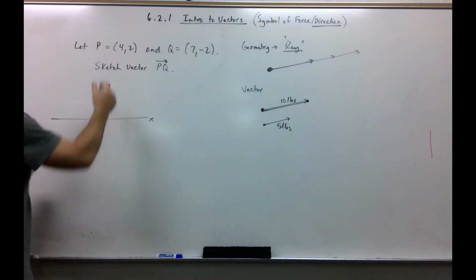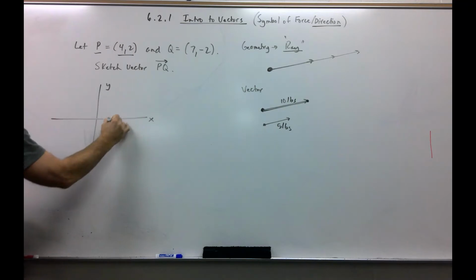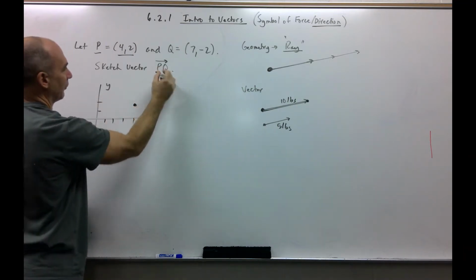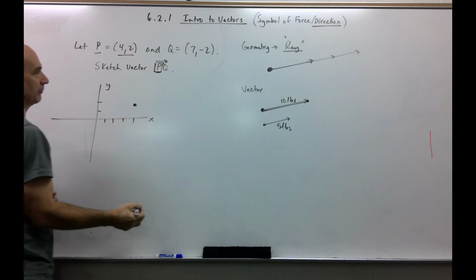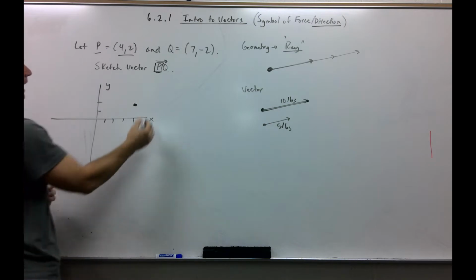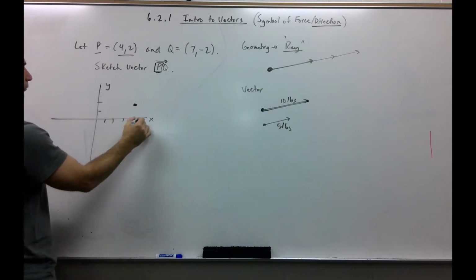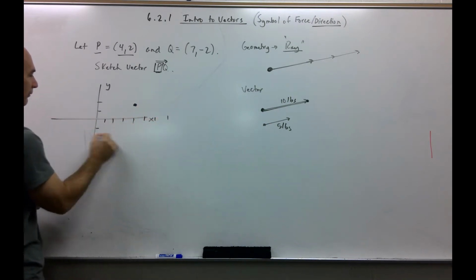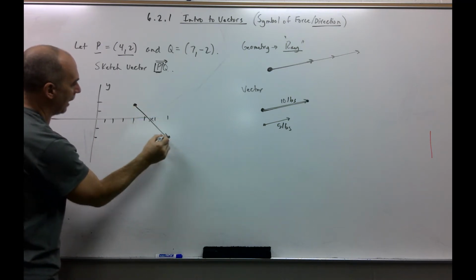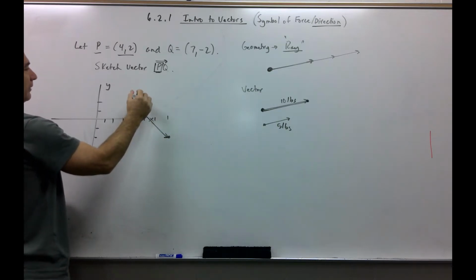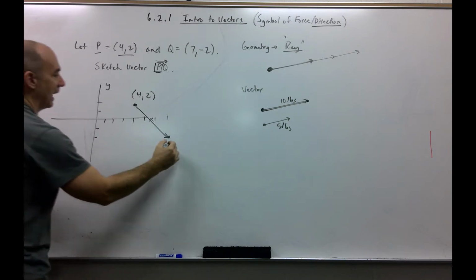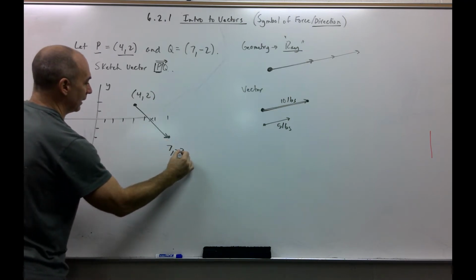It says let P be (4, 2). So 1, 2, 3, 4, 1, 2. There it is. Now notice P comes first. That is very significant. That is the beginning. And then we've got Q, which is (7, negative 2). So 4, 5, 6, 7, negative 2, right here. That's where it stops. So I'm going to label this. P is (4, 2), and that Q right here is (7, negative 2).